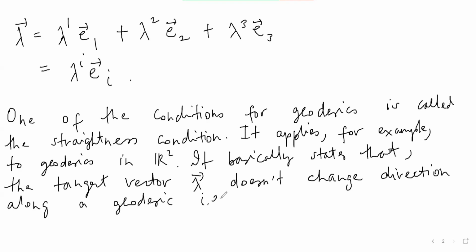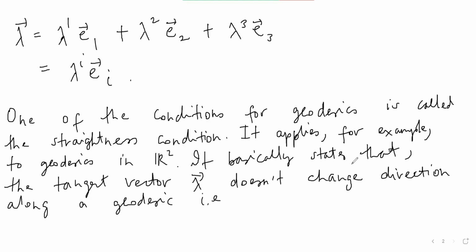All right. So, I'm going to write the next thing on the next page. Let me read that paragraph again. One of the conditions for geodesics is called the straightness condition. It applies, for example, to geodesics in R2. It basically states that the tangent vector lambda doesn't change direction along a geodesic. This is one of the conditions that geodesics satisfy. It especially applies to R2.